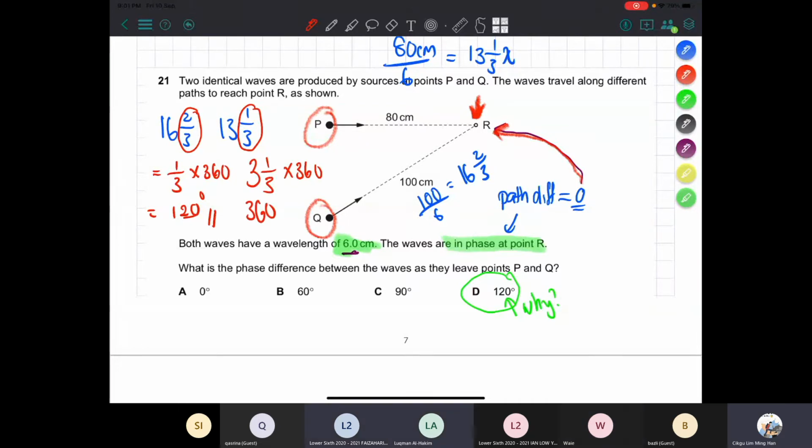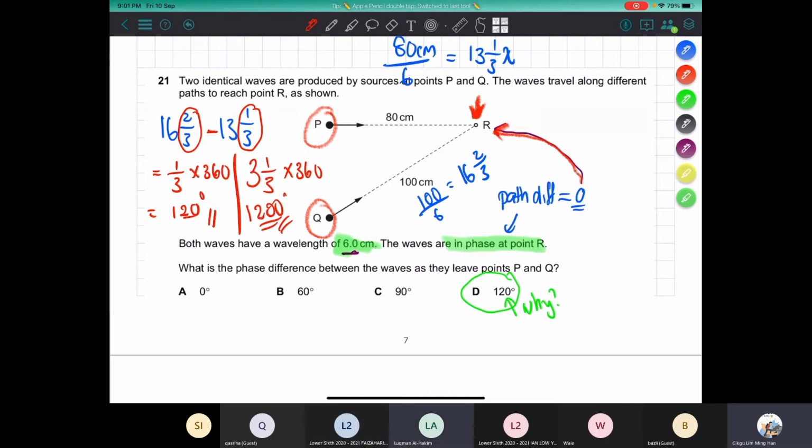Three over one, right? It is not a mixed number. 16 2/3 minus 13 1/3, then you get this one. 1200. Got it. 1200. 1,200.